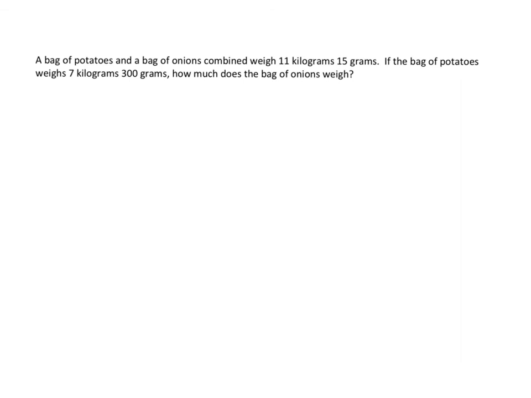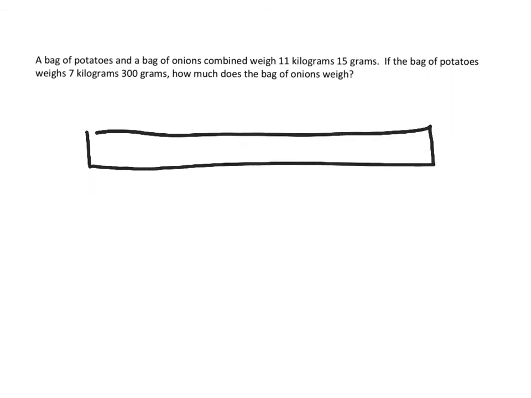Okay, for our final example tonight, I'm going to do a word problem. I'm going to do a good old bag of potatoes and a bag of onions, and we're going to combine that weight of 11 kilograms and 15 grams. If the bag of potatoes weighs 7 kilograms and 300 grams, how much does the bag of onions weigh? So I think what's going to help us here is create a tape diagram. And I'm going to split this up. And this is going to be my potatoes, and here's going to be my onions.